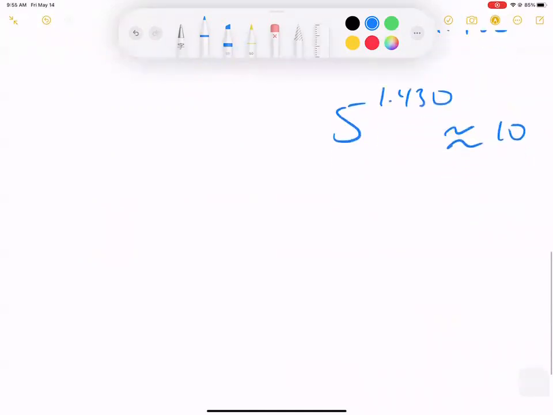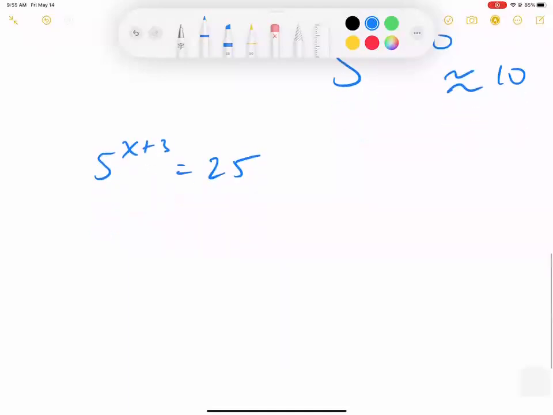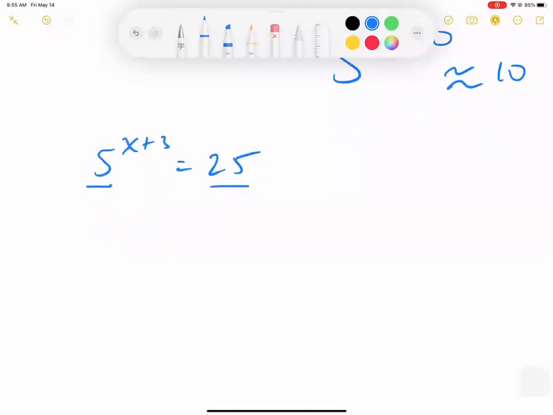What if I say 5 to the x plus 3 is equal to, let's say, 25 here? Now you could probably figure out in this way what we were talking about before. Since I can make 25 into 5 squared, here's our classic way: 5 to the x plus 3 is equal to 5 squared. And then you can set the exponents equal to each other. We can do that. And then x plus 3 is 2, minus 3, x is equal to -1. Totally possible.